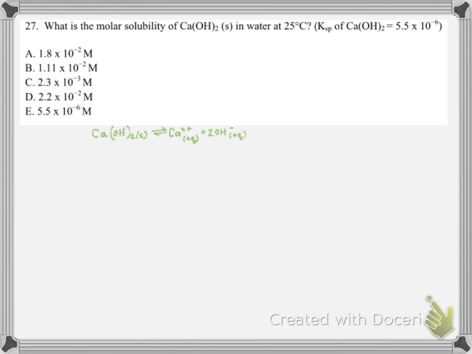So here for number 27, they're asking us what the molar solubility of calcium hydroxide is given the KSP. When they're asking for molar solubility, they're really asking for the x that we solve for from the ICE table. So we can start our ICE table. Here I have the balanced reaction.